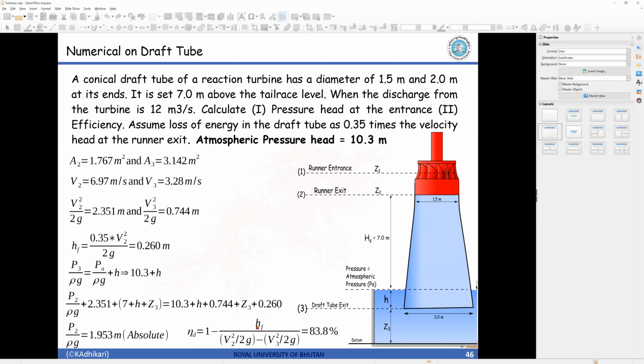In my previous slide, if you have noticed, I have taken this divide by 2g as an LCM and I have taken it on top. But in this case, if you keep it like this, since you have already calculated the velocity head as 2 points, it would be easy. You simply substitute the value and you can get the result.